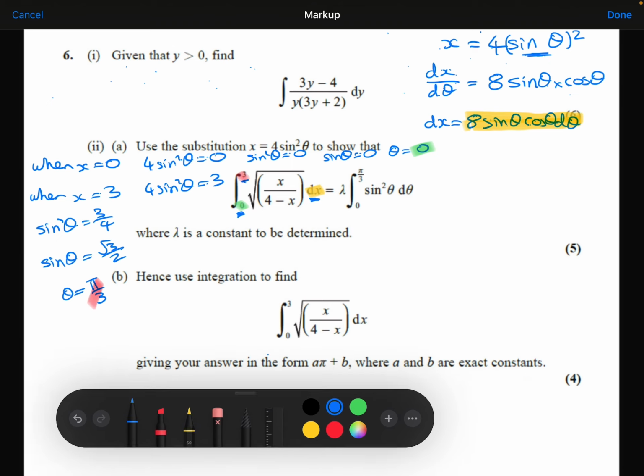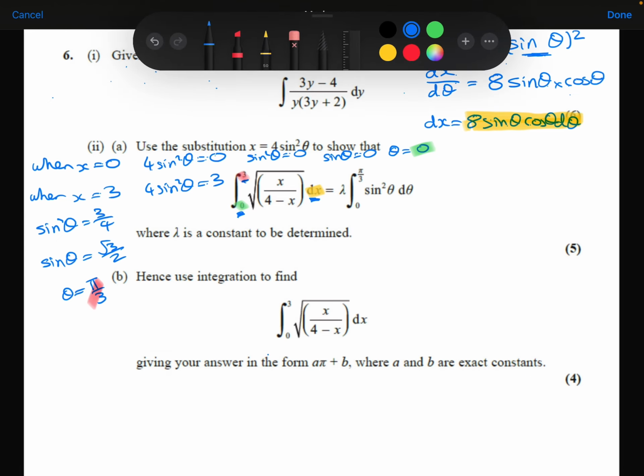Right, let's now do the whole substitution. So let me come down to the bottom here. Like I say, instead of the 0 for x, we've got the 0 for theta. Instead of the 3, we've got the pi over 3. We've then got the square root of x, which is 4 sine squared theta.